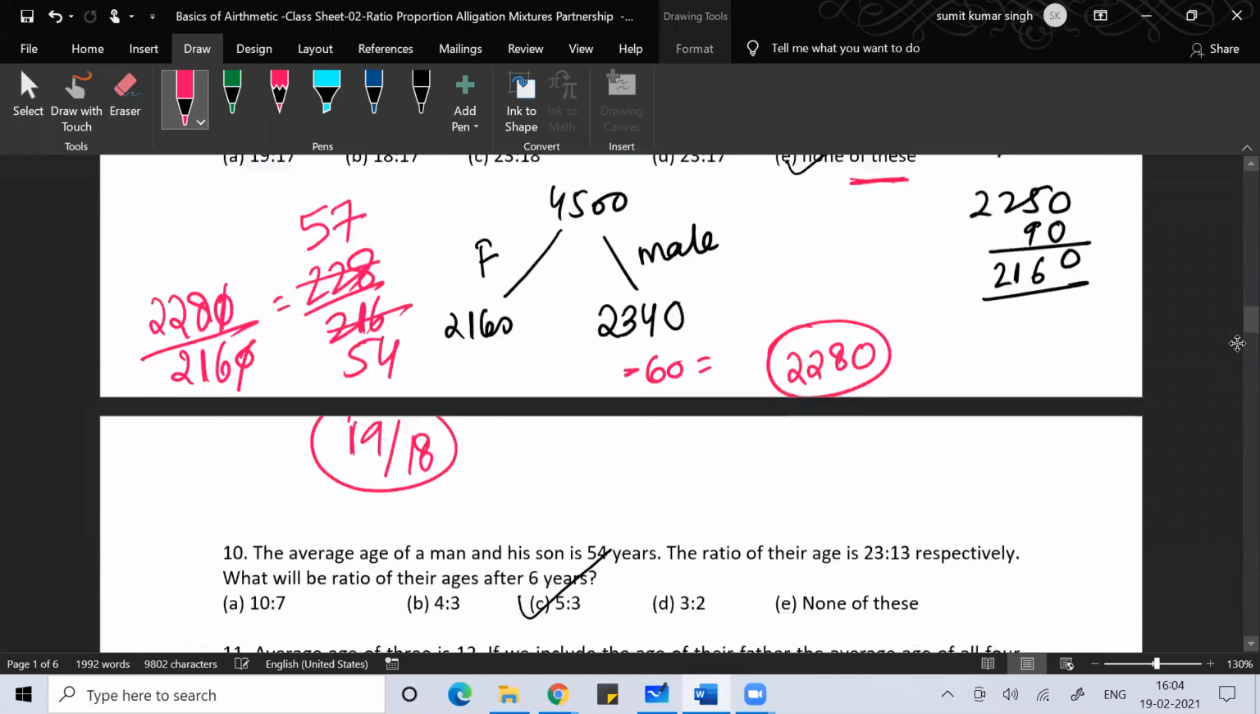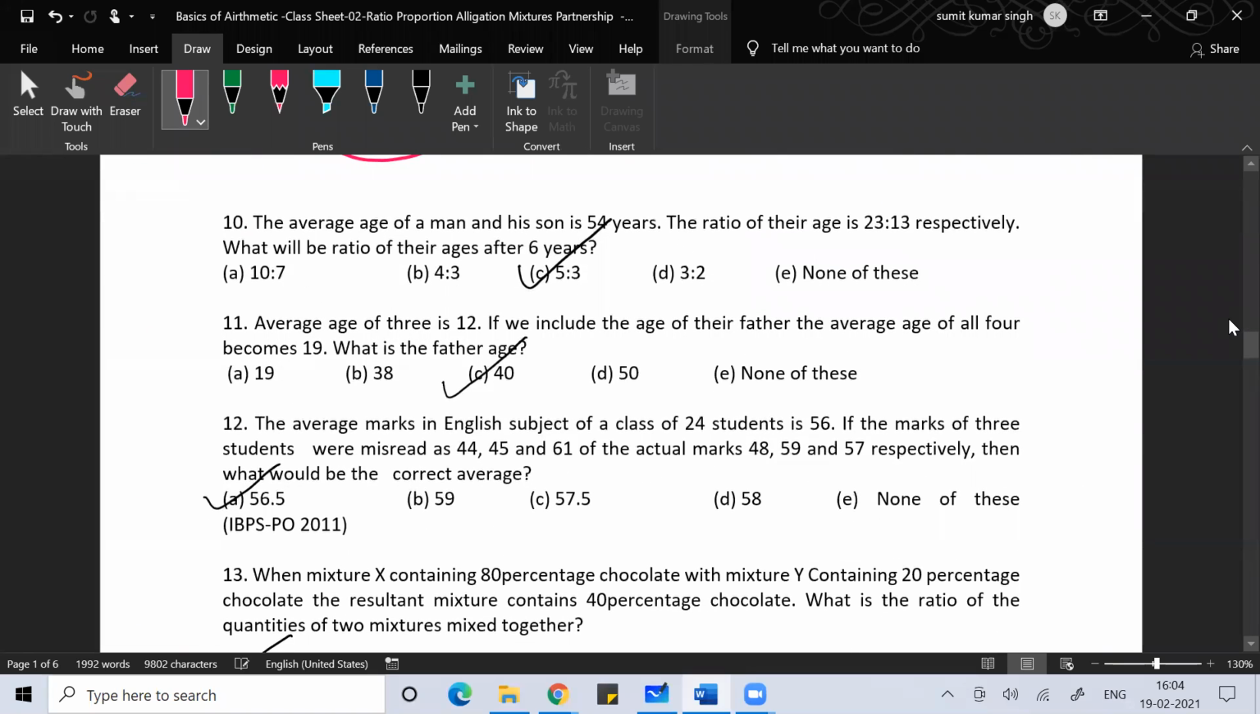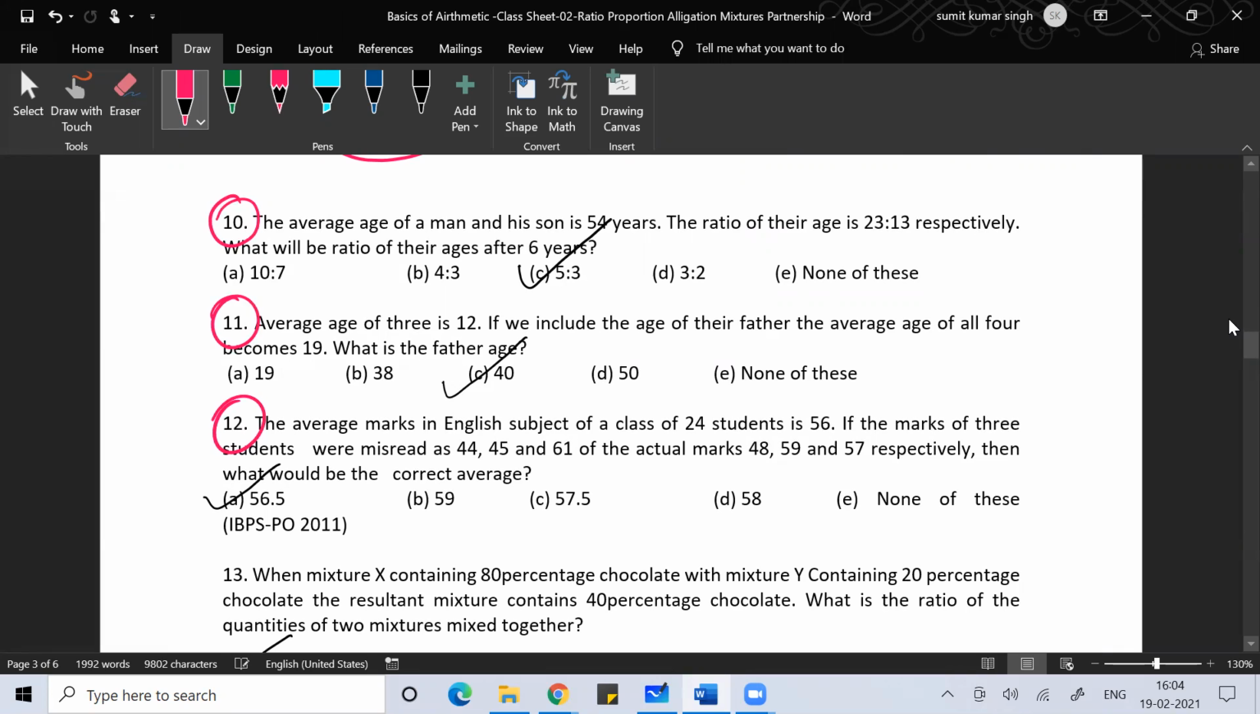So try questions 10, 11, 12, everyone. Please try by yourself. If you have any doubt, please ask me. These are questions of problems on ages. Everything is the application of ratio only. If you express the ratio in terms of 100, it becomes percentage. Otherwise, everything is a ratio.